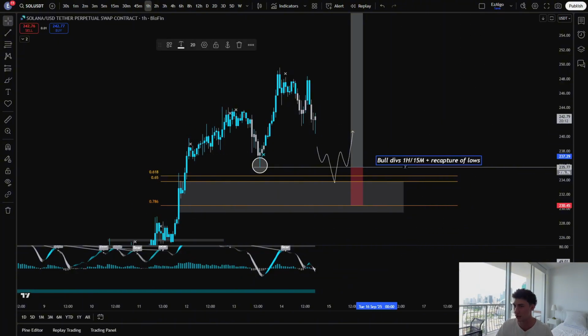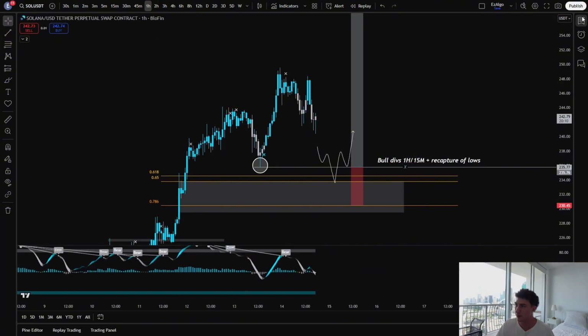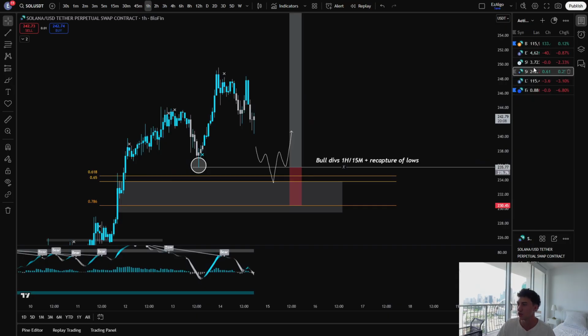So that's kind of what I'm looking at here on Solana. And that's about it, right? I don't keep my watch list too big, guys. I like to watch a few different pairs that are showing strength. Maybe I'll post a few more setups inside the Pro Discord. But that's kind of how I find these high probability setups.